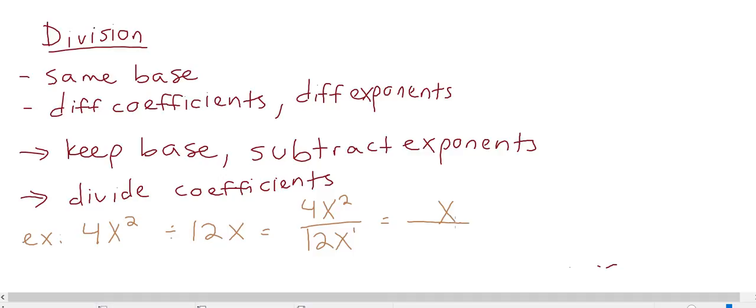Now we're going to divide the coefficients. What's 4 divided by 12? 4 divided by 12 is 1 over 3. So this is your answer, 1x over 3.